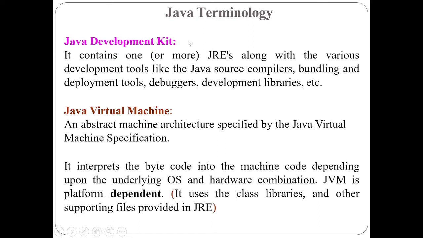The Java Development Kit contains the JRE, which means Java Runtime Environment, which we will talk about later. It contains lots of things: the JRE, and then the Java source compiler, bundling and development tools, debuggers, development libraries, etc.